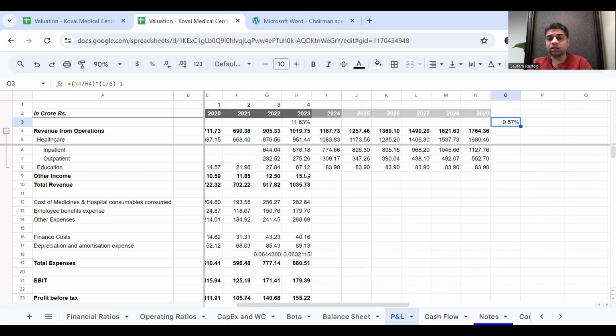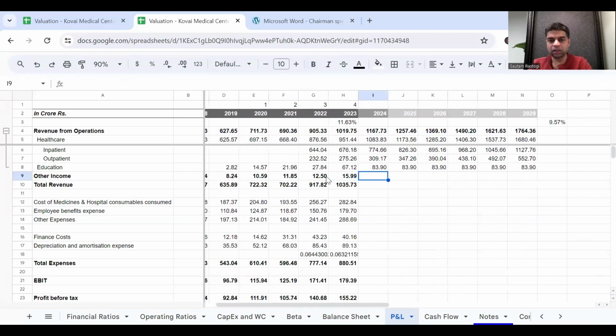Other income is really the interest income. So we can model that out later, or perhaps just assume a constant other income, if we just want to keep life simple. So for now, let's just assume the same.